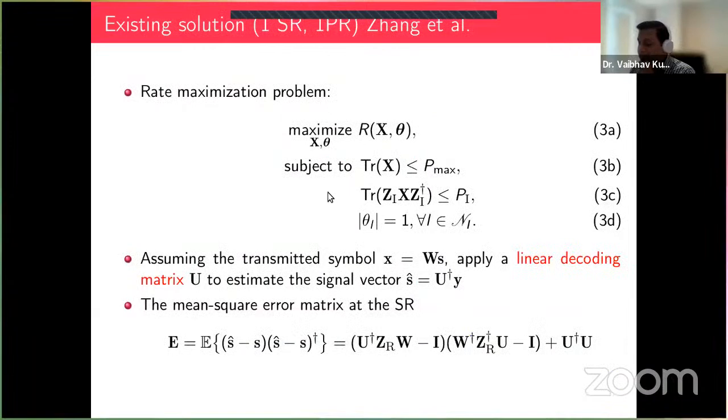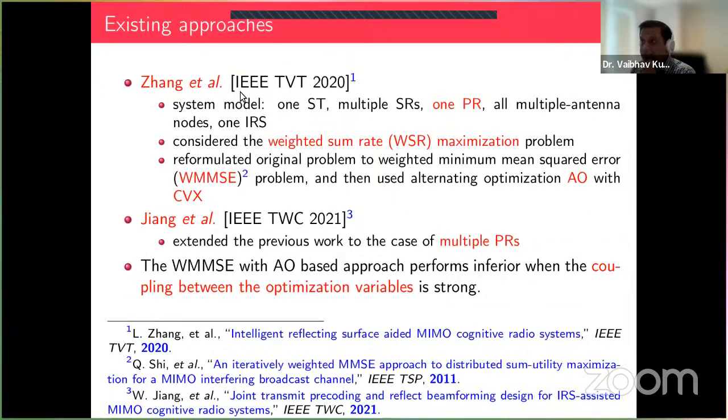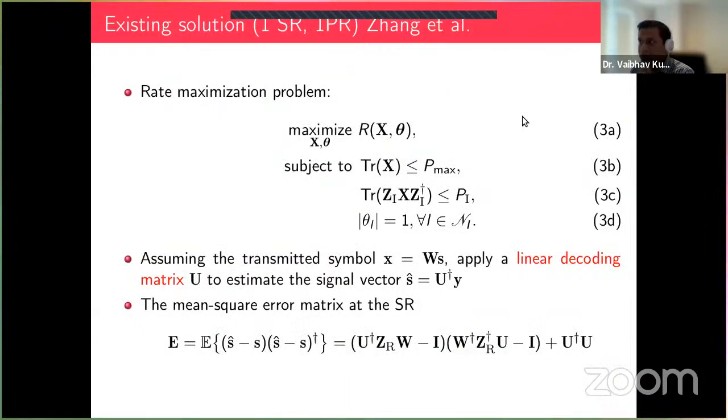So we will consider first the scenario in the first paper, where they have a single secondary transmitter, multiple secondary receivers, one PR, and all multi-antenna nodes. So they try to maximize the rate. Sorry, this is the case of one secondary receiver and one primary receiver. So in this case, I try to maximize the rate. I have a transmit power constraint, an interference power constraint, and a unit modulus constraint at the IRS.